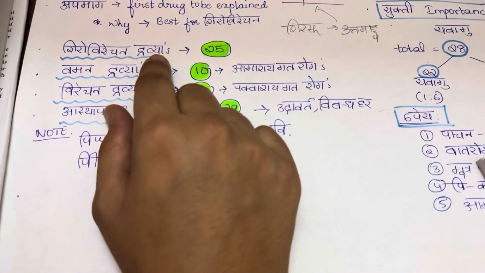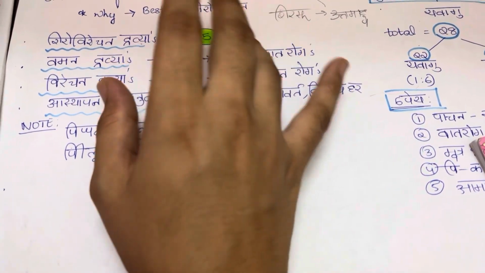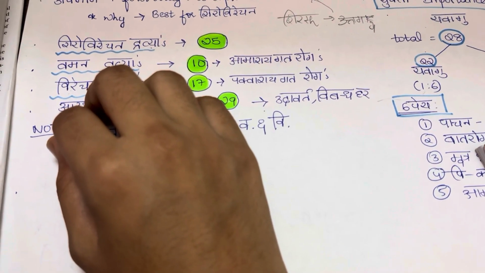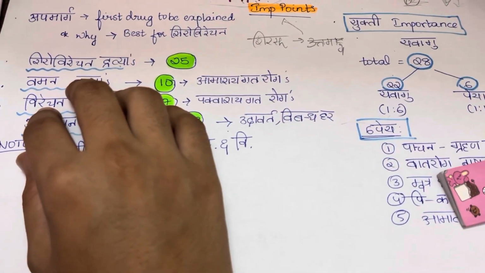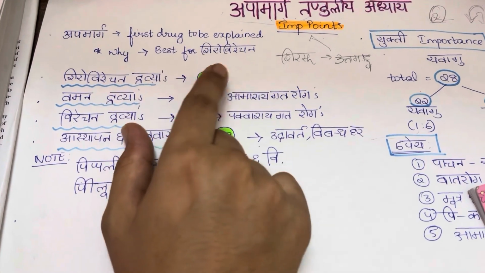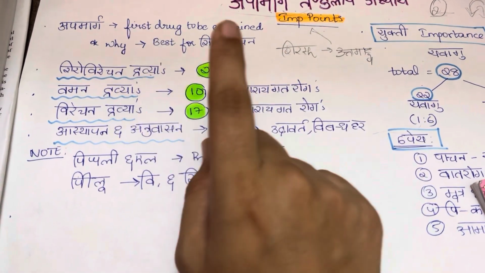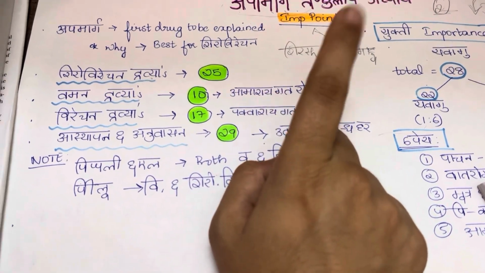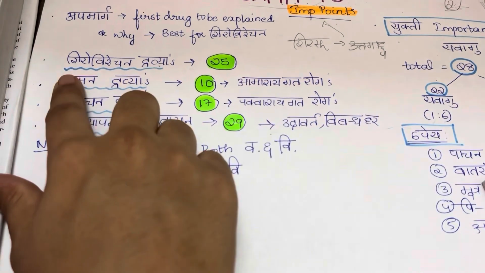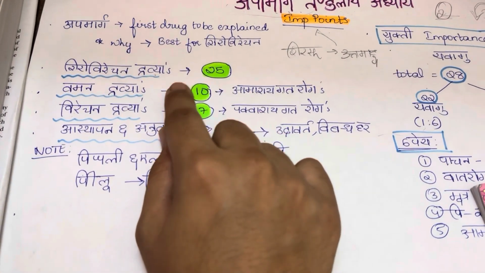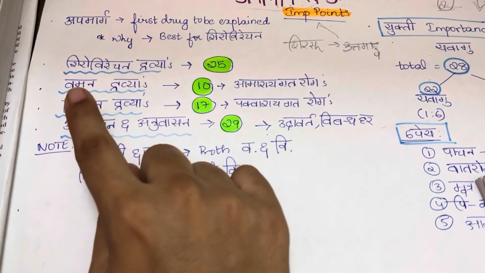Shirovirechana dravyas, obviously you know, are for the purpose of Shiro Rogas. Shirovirechana is nothing but Nasya. The Shodhana Nasya is called Shirovirechana. All those drugs have been mentioned, and there are a total of 25. Then Vamana drugs. Mainly Vamana is done for Amashaya Gata Rogas. If there is dosha in the Amashaya, then the best type of treatment is Vamana. For that, Charaka has mentioned 10 different types of dravyas.